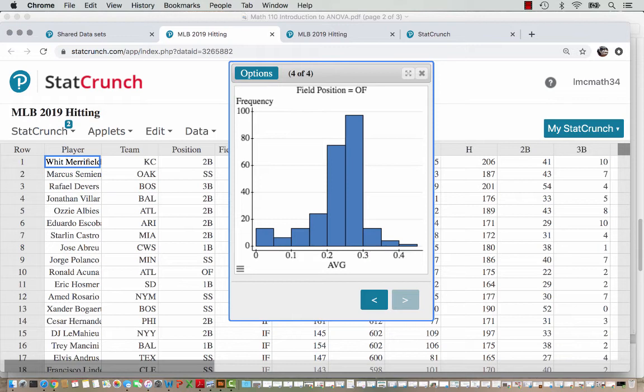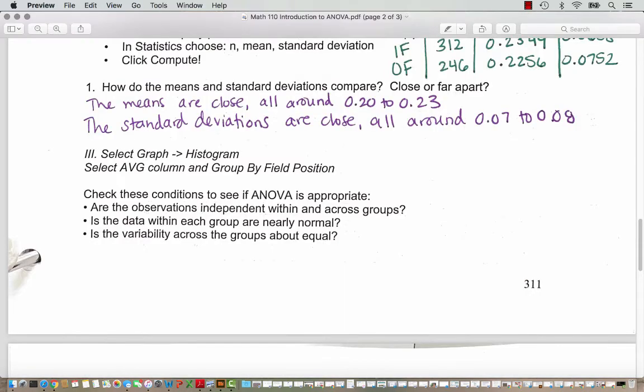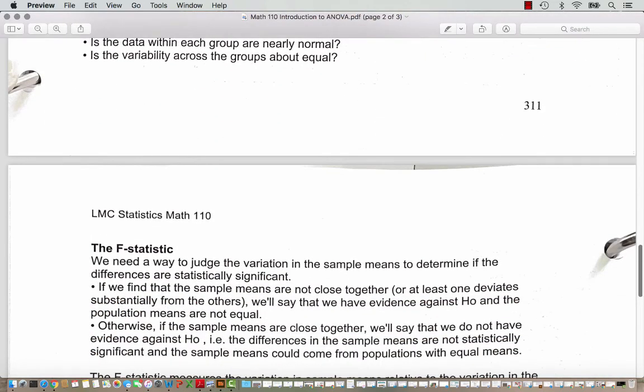We're going to say it's close enough for us to use the analysis of variance. If we saw something really, really skewed or something with 2 peaks, then we'd say this might not be okay to use. Again, with real data, it's not going to be perfectly normal. And the variability, they all seem to range from about 0 to 0.5. So we will say that these conditions are met, and we can go ahead and use the ANOVA test.